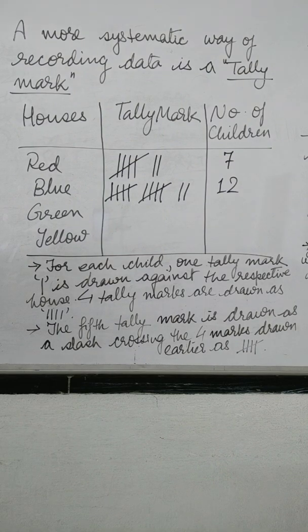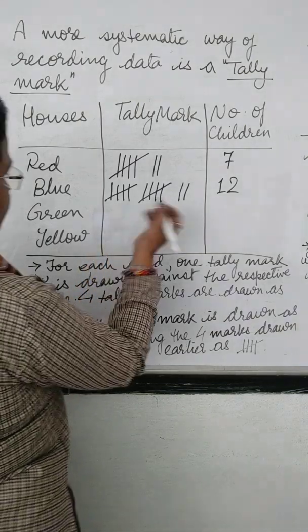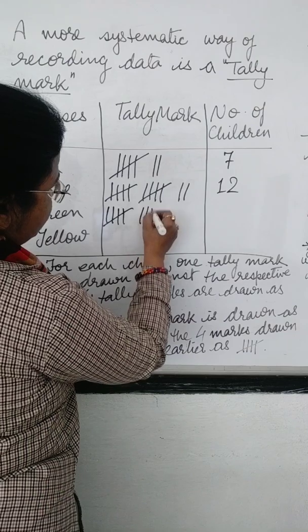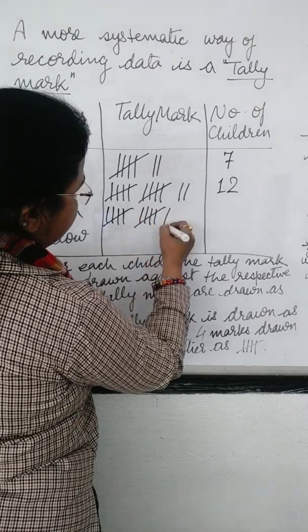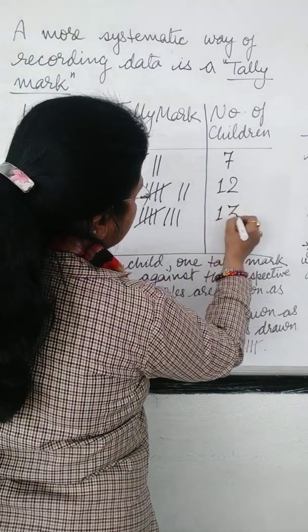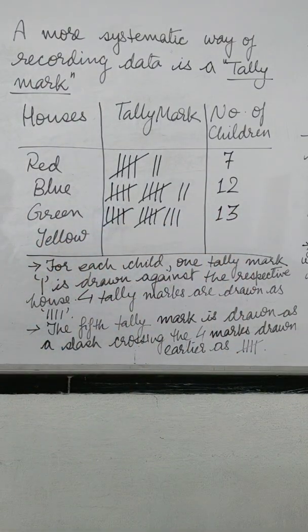Green, let me see how many green. 1, 2, 3, 4, 5, 6, 7, 8, 9, 10, then 11, 12, 13. 13 green means 5, 5, 10, plus 2, 3, 13. So this is 13. Now, how many yellow?